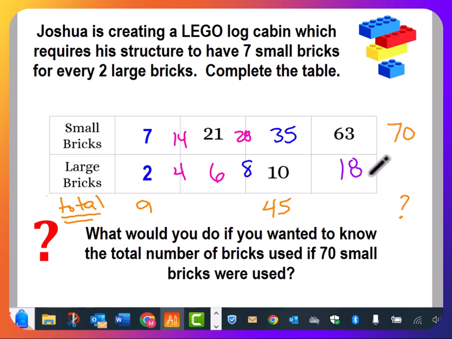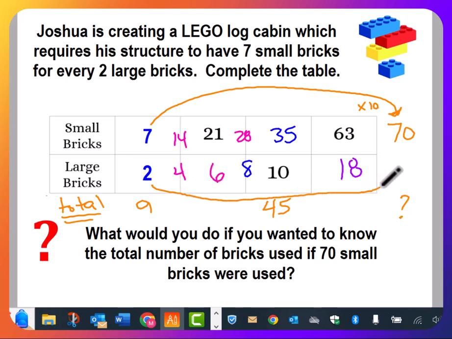So we have to figure out how many large bricks we need. I'm going to go over here and find my scale factor. I know that 7 times 10 will give me 70, so I'm going to use the same scale factor with the 2. And 2 times 10 is 20. Now I know the number of small, I know the number of large bricks, I add them together. 70 plus 20 is going to be 90. So there would be a total of 90 bricks used.